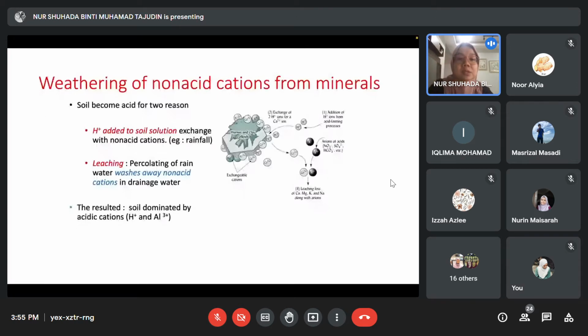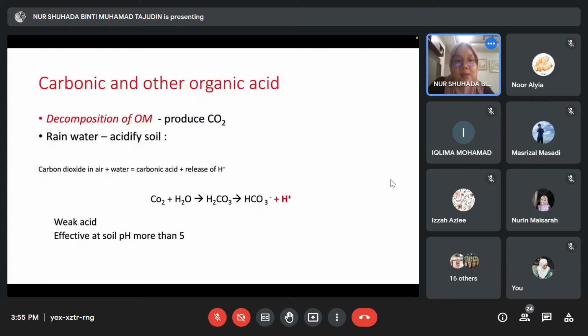Okay, another one is we have the decompositions of organic matter. Okay, it produce carbon dioxide. Okay, this carbon dioxide will combine with the H2O and produce a weak acid. However, this is not very significant lah, but it's still contributing to the acidification.